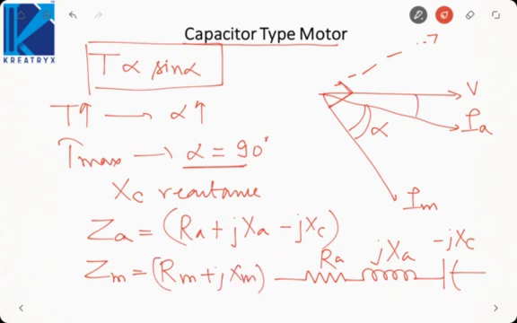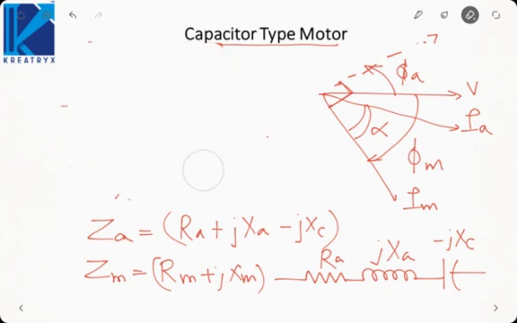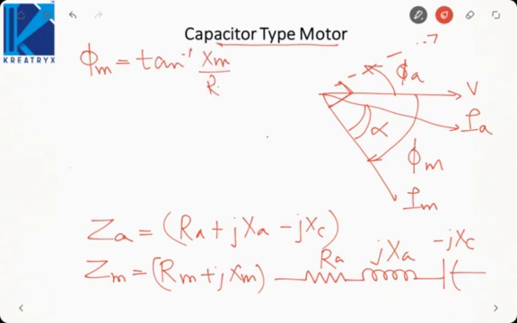So this angle of the main winding, let us call it phi m, and angle of the auxiliary winding, phi a. Okay, so how will it be? This phi m will be tan inverse Xm by Rm. Since it is lagging, we can keep it minus, or let us keep it as it is. Phi a is leading, so I will write it as tan inverse Xc minus Xa by Ra.